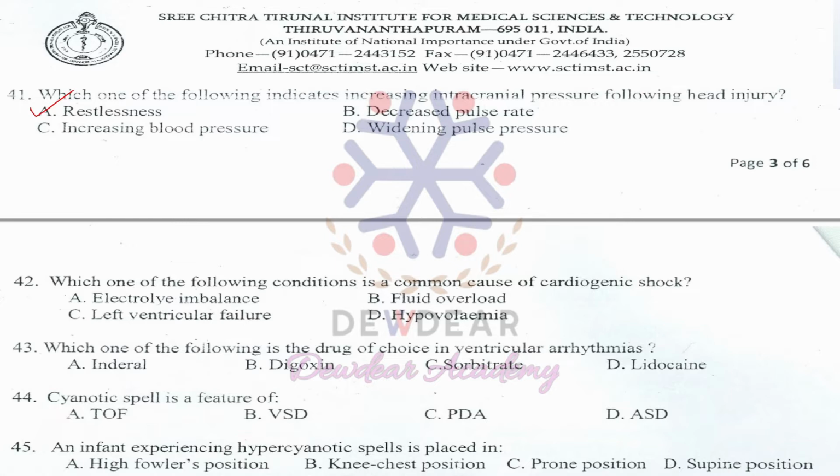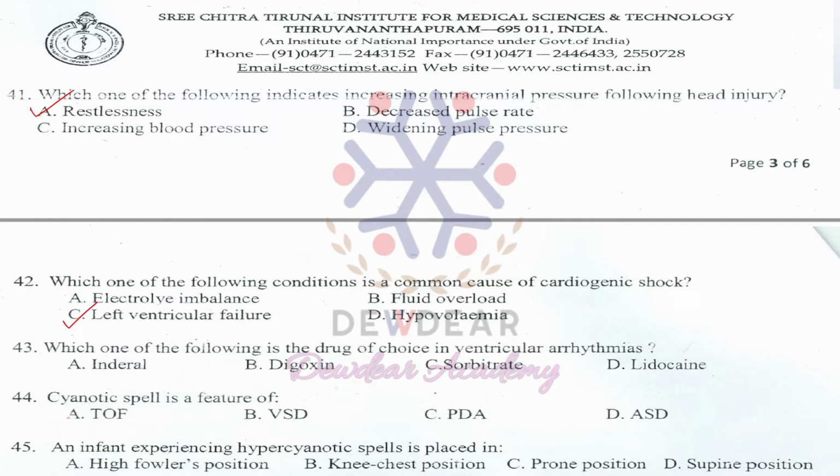Then 42nd question: which one of the following conditions is a common cause of cardiogenic shock? Options are electrolyte imbalance, fluid overload, left ventricular failure, hypovolemia. So here the correct answer is option C. Left ventricular failure is a common cause of cardiogenic shock.